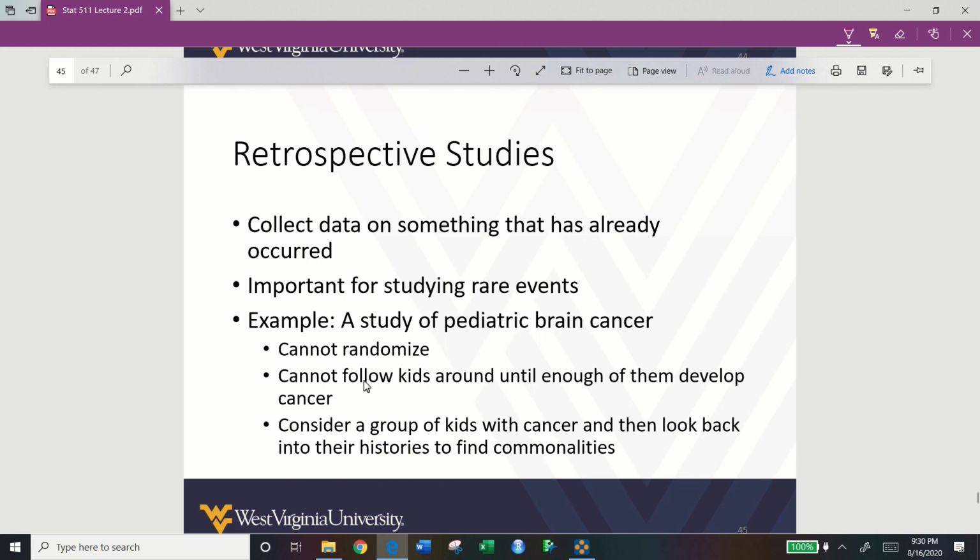A retrospective study is when we collect data on something that has already occurred. This is very important when studying rare events. Take, for example, pediatric brain cancer. You can't randomize this, and you can't follow kids around until enough of them develop cancer. So instead, we look at children who've already developed pediatric brain cancer, and then we look back into their histories and try to find commonalities.